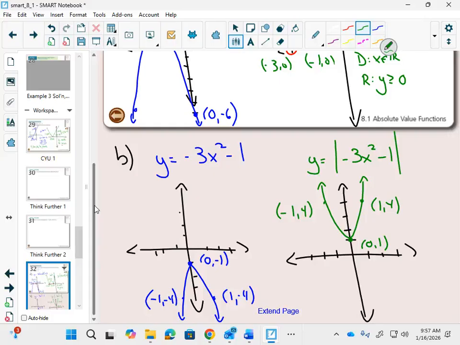So the idea of absolute values, both with lines and with parabolas, is that if you can draw the inside first, then wherever the inside y values were negative to begin with, in other words, wherever the graph was below the x-axis, that part gets flipped up and over the x-axis. In this case, the whole graph got flipped up and over. In part A, only part of the graph got flipped up and over.